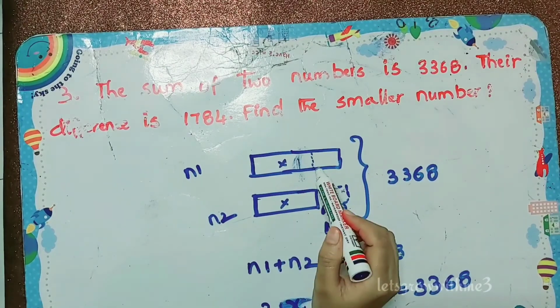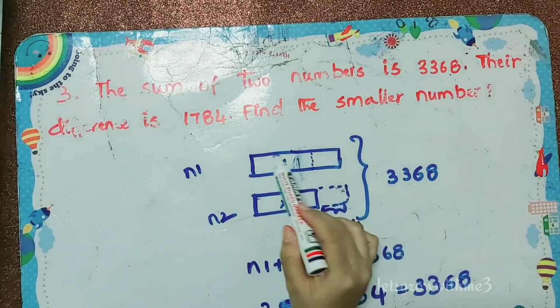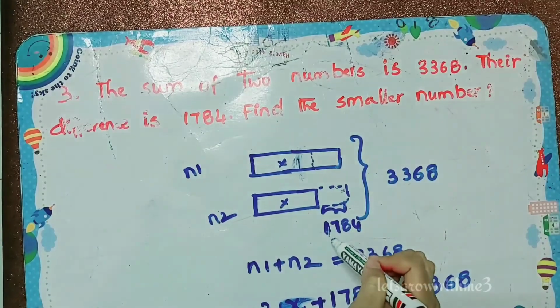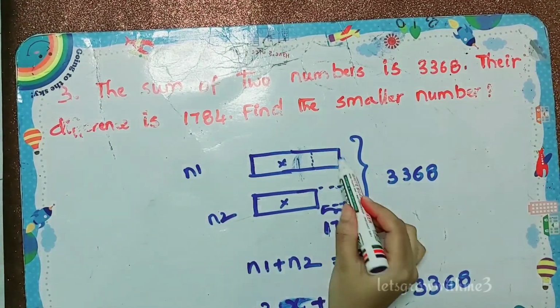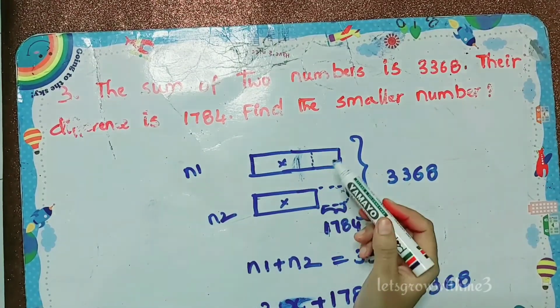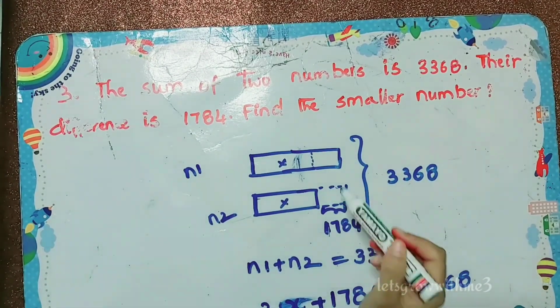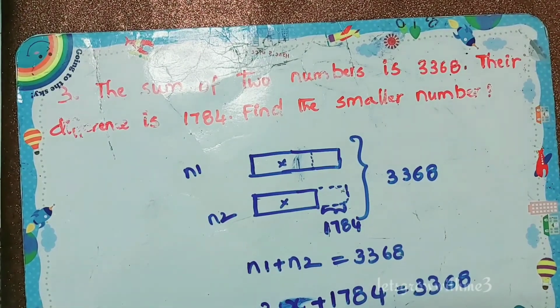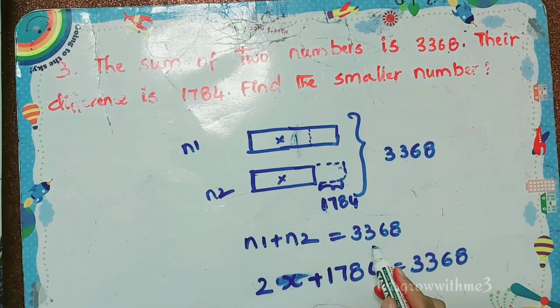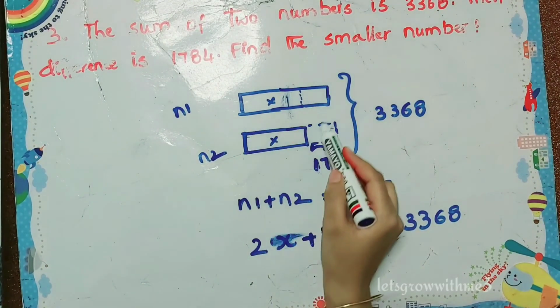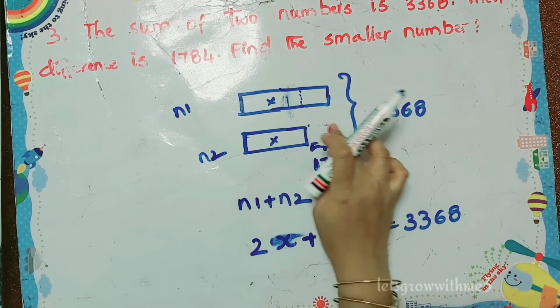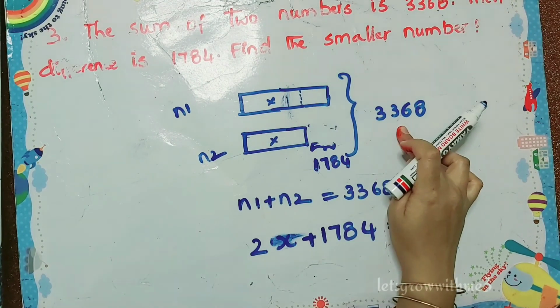See, both are the same till x, but only number 2 doesn't have this value. How much is it? That is 1784. This value is 1784, so automatically in n1 also the value is 1784. So that's what I am representing here. Okay, so n1 plus n2 is equal to 3368. So n1 plus n2 is nothing but x plus x plus 1784, which is equal to 2x plus 1784, which is equal to 3368.